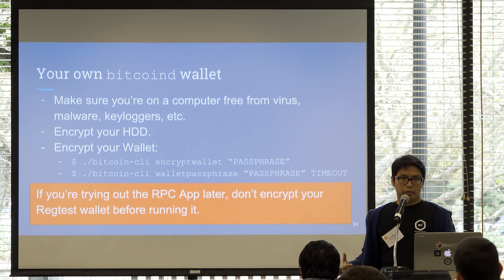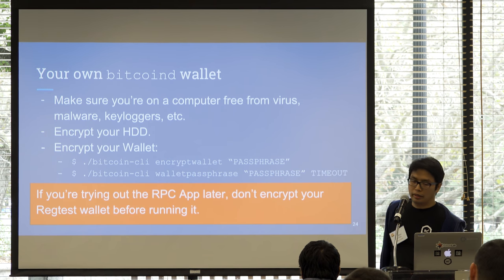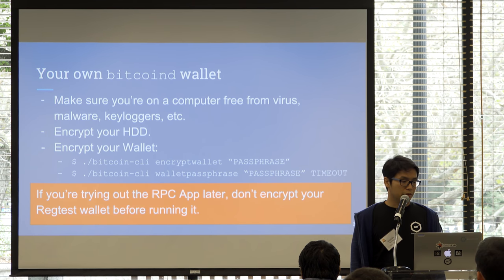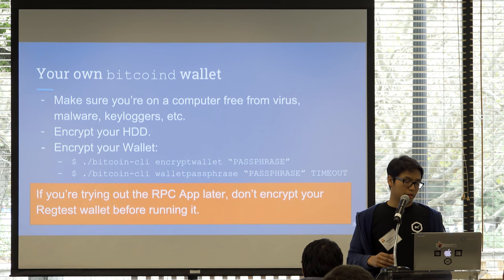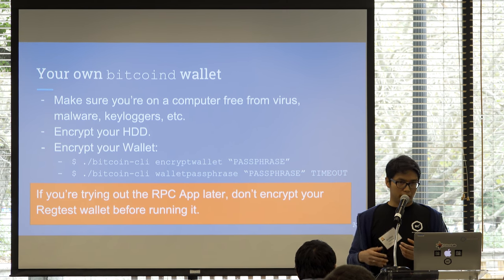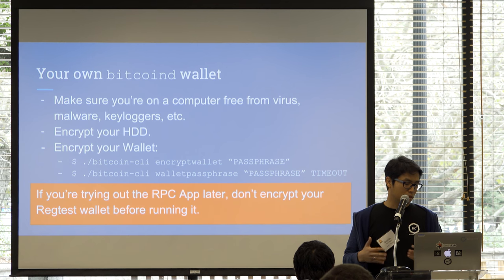In contrast, if you run your own Bitcoin D wallet, you have to take several steps to protect yourself. Of course, you have to make sure you're on a computer free from malware. And another good thing is you encrypt your hard disk, and you can also encrypt your wallet. But for this particular example, don't do it, especially if you're still playing around, because then you need to pass on the passphrase every time you want to access your wallet. So that gets kind of annoying. So you should just do that last.